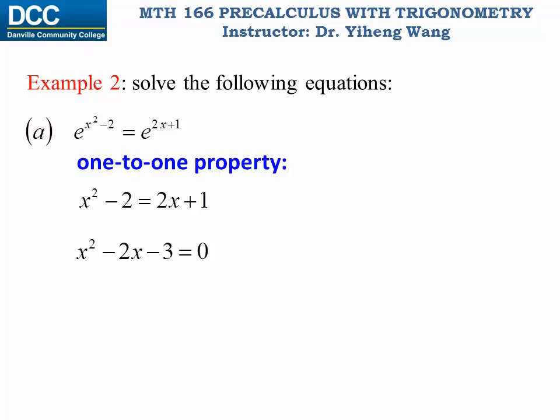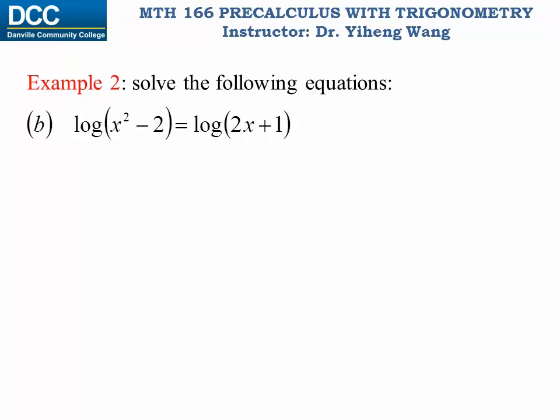Rearrange it. We get, again, a quadratic equation, not difficult to solve. We can factorize it, but even if you cannot, you can always use the quadratic formula. And from here, we can solve for x to be either 3 or negative 1. And they are both solutions to this equation.